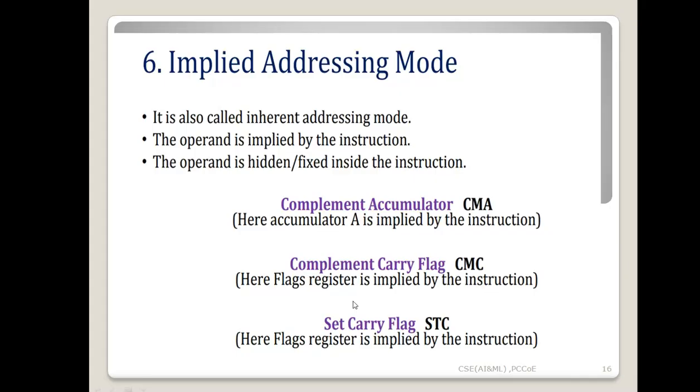The next addressing mode is implied addressing mode. It is also called inherent addressing mode. The operand is implied by the instruction. The operand is hidden, fixed inside the instruction. So an example is complement accumulator, CMA. Here the accumulator A is implied by the instruction. Similarly, a second example, complement carry flag, CMC. Your flag register is implied by the instruction. Set carry flag, STC. Your flag register is implied by the instruction.